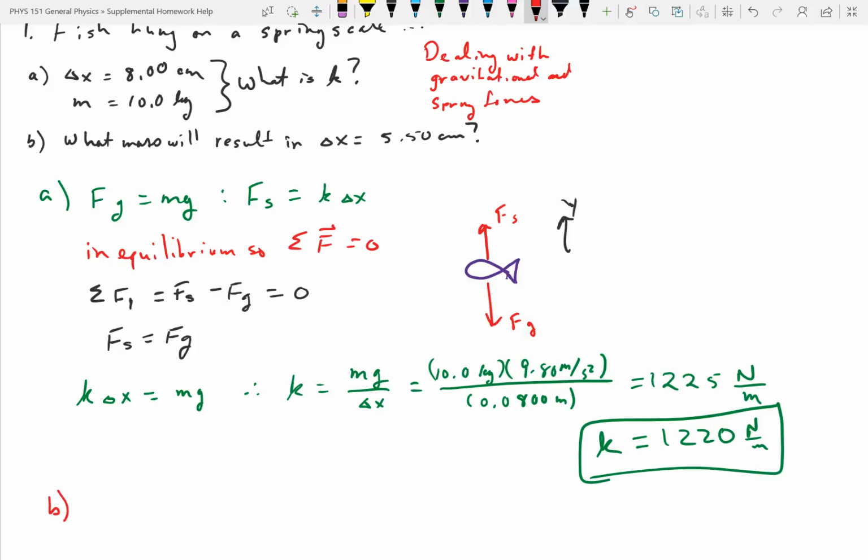So for part B, what mass will result in stretching only 5.5 centimeters? So would we take that same equation, except now we're solving for m? Yep, that's exactly right. We take exactly the same equation we worked out relating the forces, and we just solve for m. So we have m is equal to k delta x over g. Use our k to all the digits we had before, 1225.